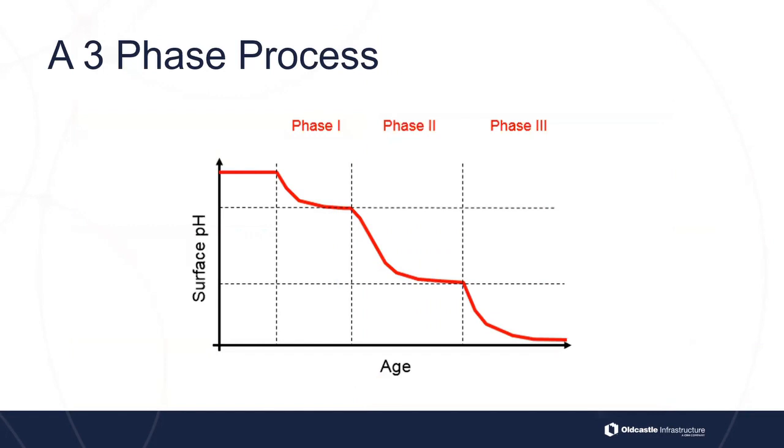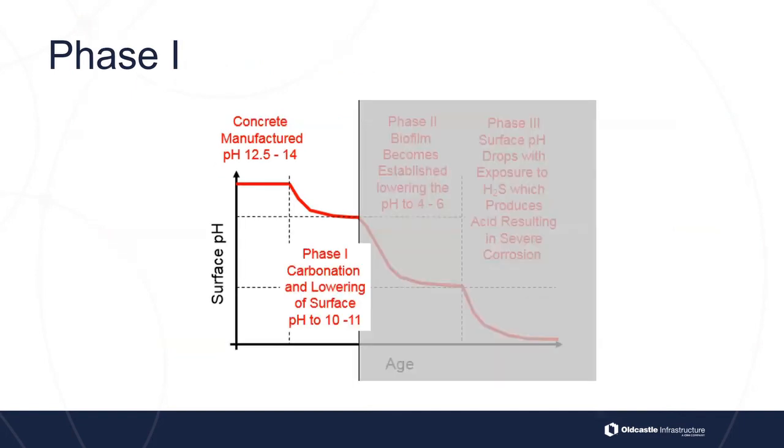So they also found that it's a three-phase process here. This microbial induced corrosion, or MIC, is a three-phase process. Okay, so the first phase is what they call the carbonation phase, right? So you can see the pH level. That red line is the pH as it goes. So when concrete is freshly manufactured, we have a pH of 12.5 to 14.